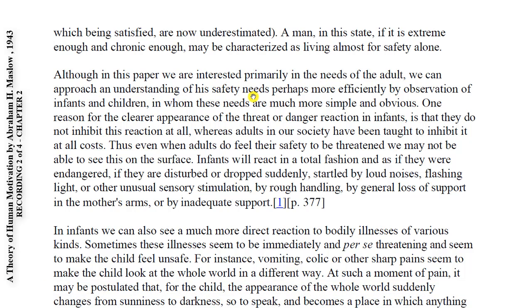Although in this paper we are interested primarily in the needs of the adult, we can approach an understanding of his safety needs perhaps more efficiently by observation of infants and children, in whom these needs are much more simple and obvious. One reason for the clearer appearance of the threat or danger reaction in infants is that they do not inhibit the reaction at all, whereas adults in our society have been taught to inhibit it at all costs. Thus, even when adults do feel their safety to be threatened, we may not be able to see this on the surface. Infants will react in a total fashion as if they were endangered, if they are disturbed or dropped suddenly, startled by loud noises, flashing light, or other unusual sensory stimulation, by rough handling, by general loss of support in the mother's arms, or by inadequate support.